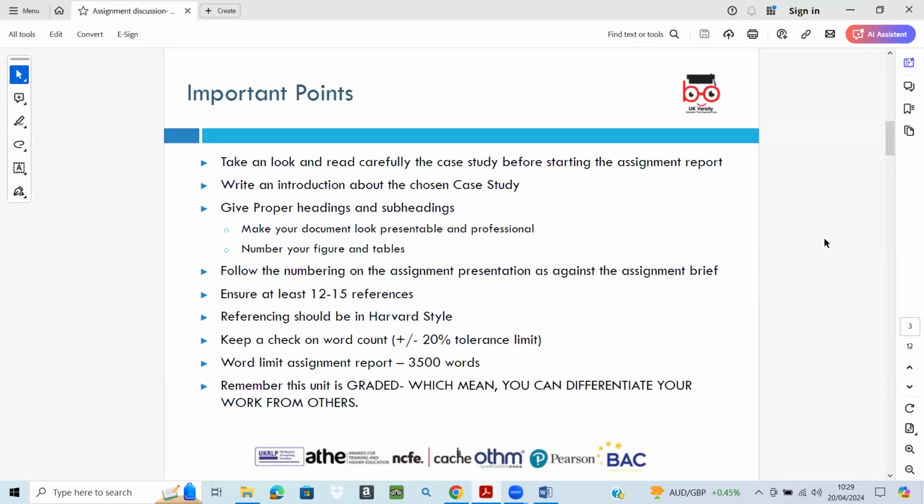Then, about the word limit, remember this unit is graded, which means you can differentiate your work from others. We always need to differentiate our work from others.